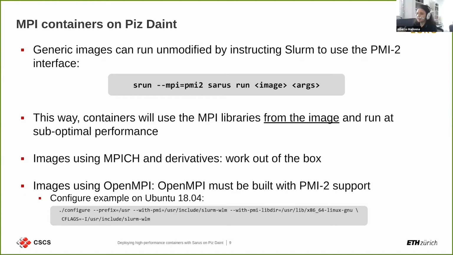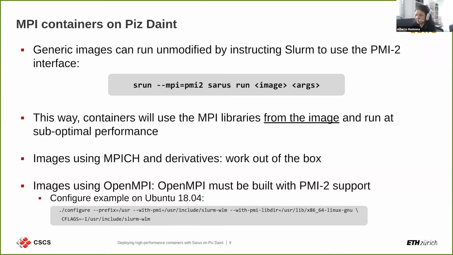So when running containers with MPI, the first thing that we have to consider is the compatibility with the process management interface of the system we are running on, or PMI for short. The PMI is the technology used by an MPI launcher to communicate with the processes that form the MPI ranks. So yeah, it is this conjunction between the launcher and the processes.